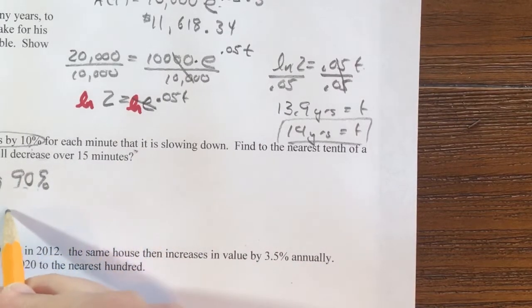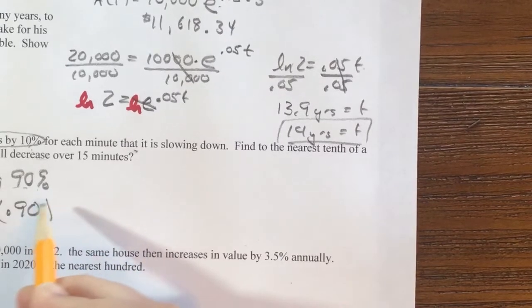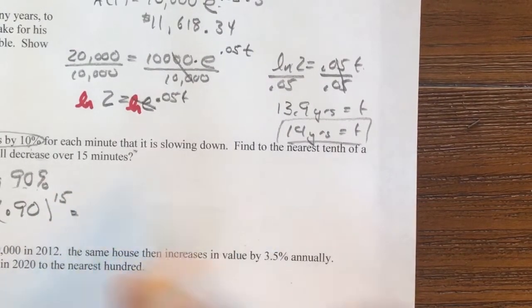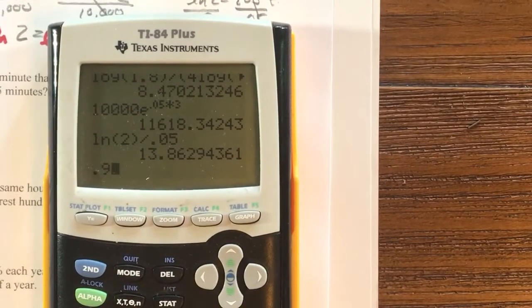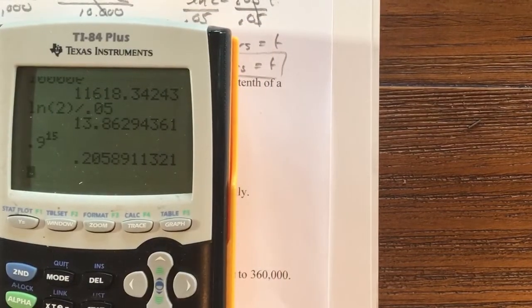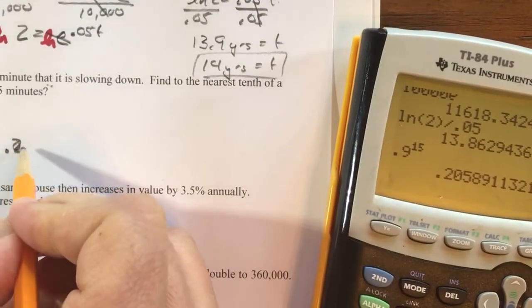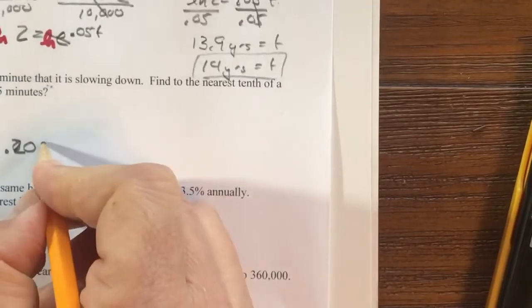So we got to change this to a decimal number and raise it to the, I'm going from 1 minute up to 15 minutes, so raise it to the 15th power. So 0.9 raised to the 15th power. I'm getting 0.20589.